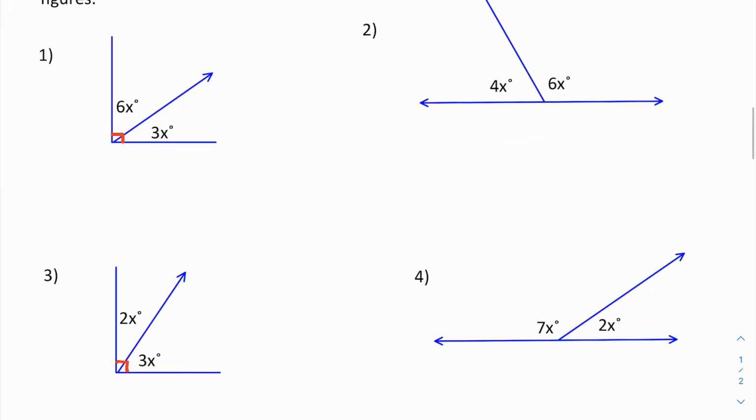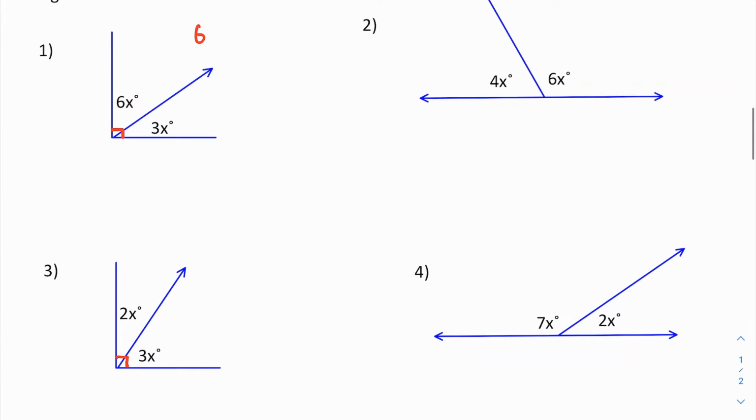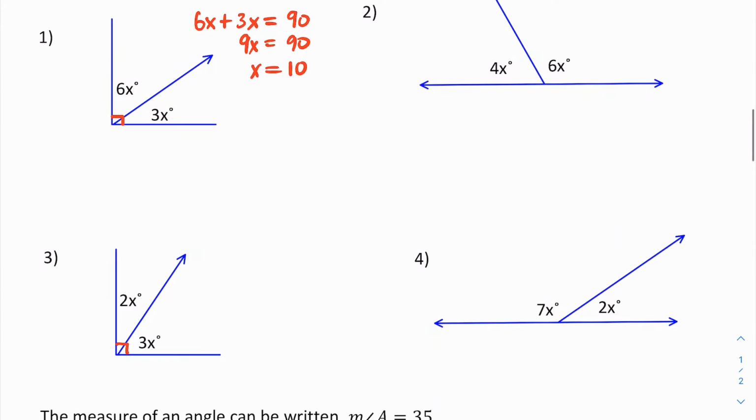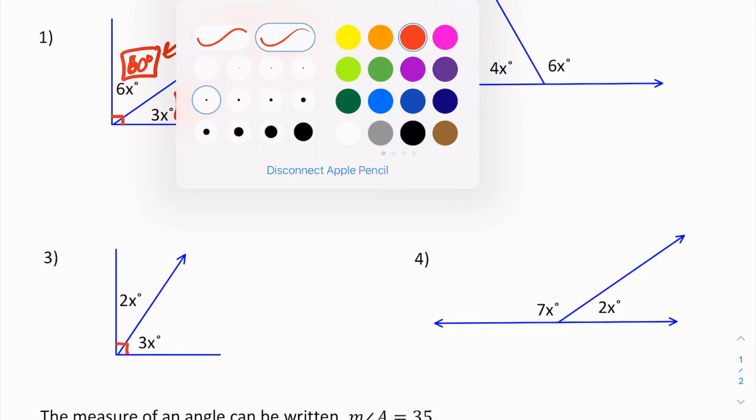In order to solve for x first, you would make an equation, 6x plus 3x equals 90. So 9x equals 90, so x is equal to 10. If you plug that 10 into these two, then this angle is 30 degrees and this angle is 60 degrees. Some of you may have figured that out before you actually solved for x. I do want you to solve for x, however.